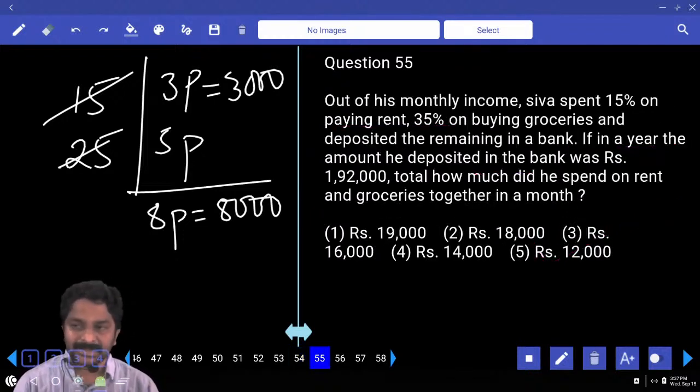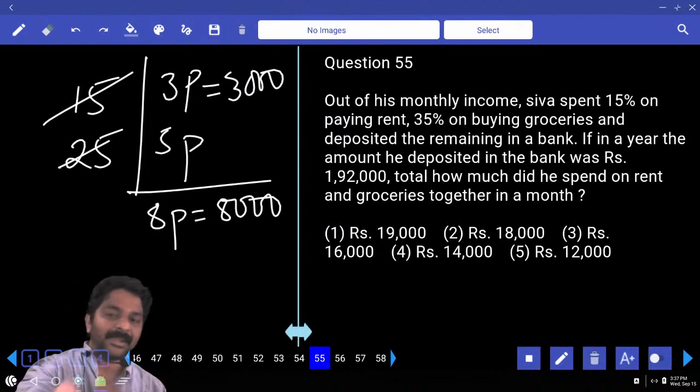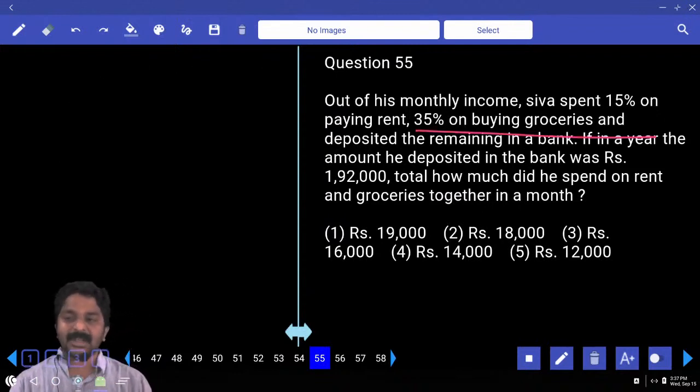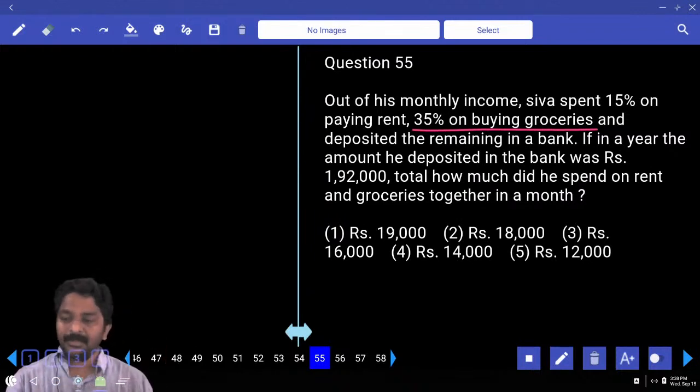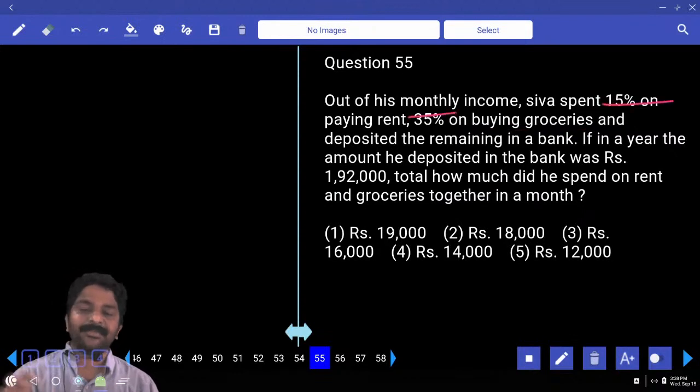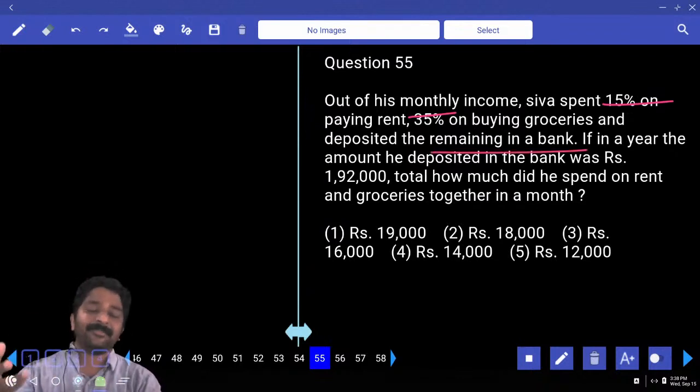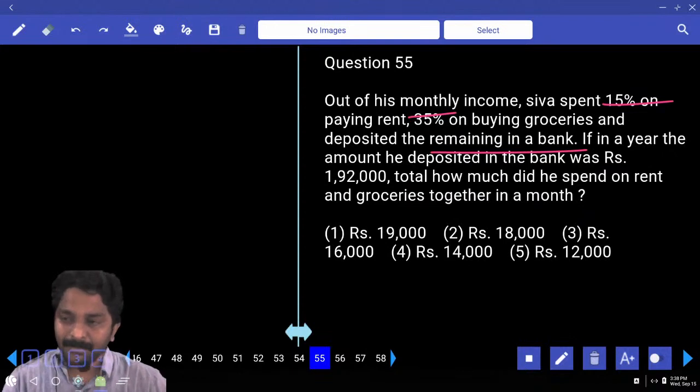Out of his monthly income, Siva spends 15% on paying rent, 35% on buying groceries. So far, what percentage is over? 50% is over. Am I right? When you read this data, be careful. Sometimes they may say 35% of the remaining. Be careful. Here it is about total only. Now for this question, 15 plus 35, 50% is over. And what is remaining? That remaining 50% is deposited in the bank.